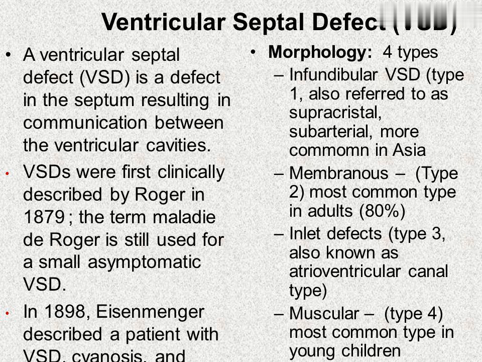Morphology: 4 types. Infundibular VSD, type 1, also referred to as supracristal or subarterial, more common in Asia. Membranous, type 2, most common type in adults, 80%. Inlet defects, type 3, also known as atrioventricular canal type. Muscular, type 4, most common type in young children. Complete atrioventricular septal, endocardial cushion, defects.